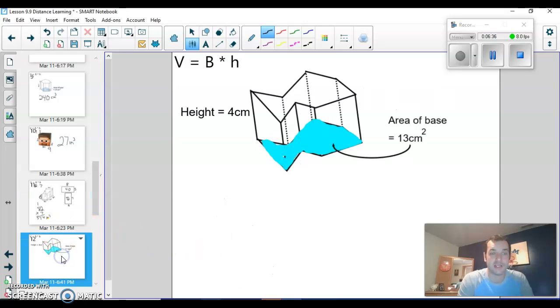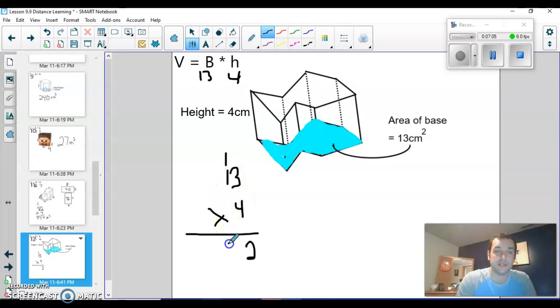Okay. Our next problem looks like this. So we have 13 for the area of the base. So don't get confused by this crazy shape. It's all the same thing. So I'd have a 13 here. My height would be a 4. So you go 13 times 4 will give me my volume of this shape. So 3 times 4 is 12. 4 times 1 is 4, plus 1 is 5. So we have 52 centimeters cubed.